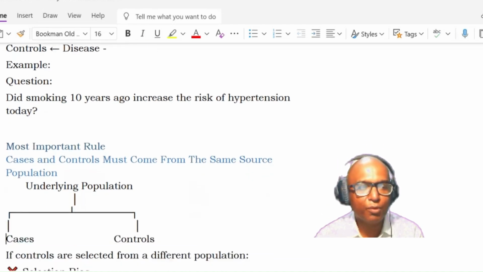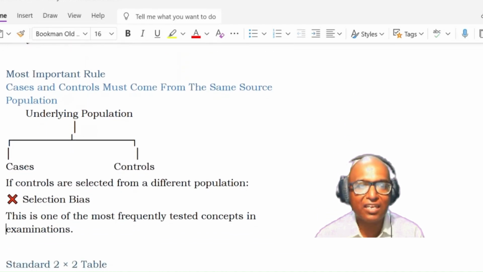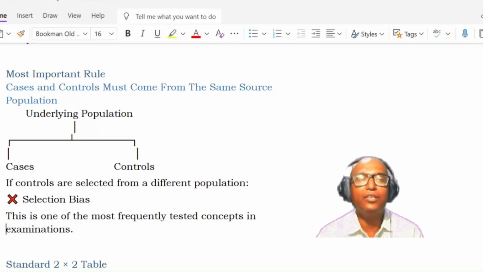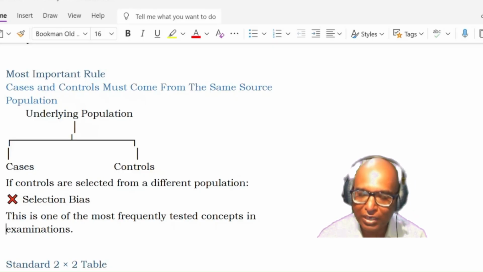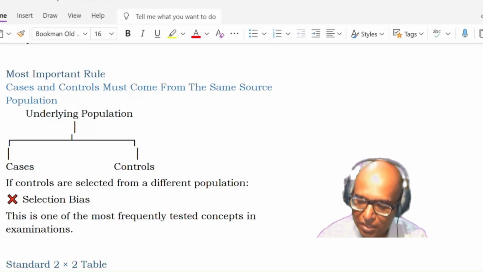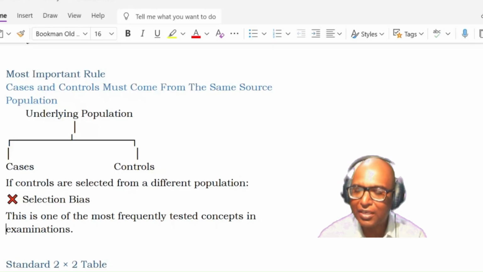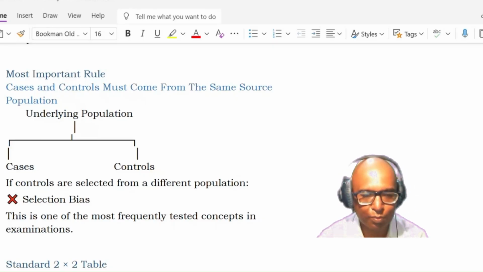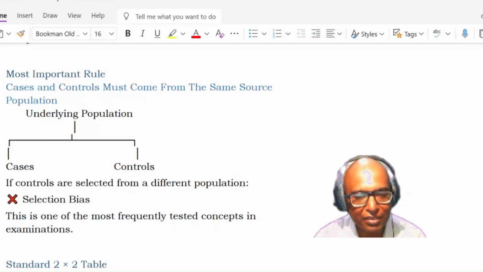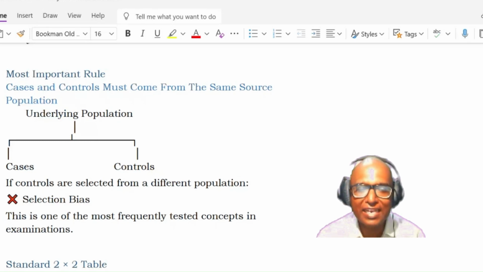The most important rule here is that cases and controls must come from the same source population. Suppose you are taking cases from a male ward, then you cannot have a control group from the female ward. It has to be the same population. If we have a mixed population in the cases, then you will have a mixed population in the control group also. If controls are selected from a different population, then it is a selection bias.